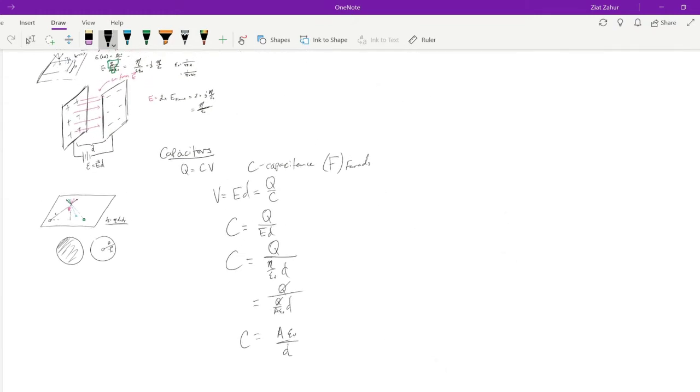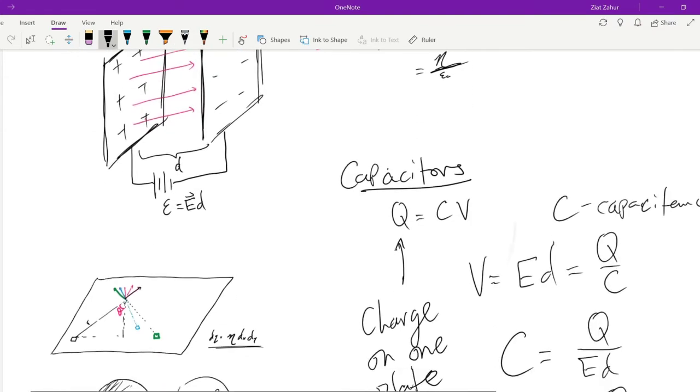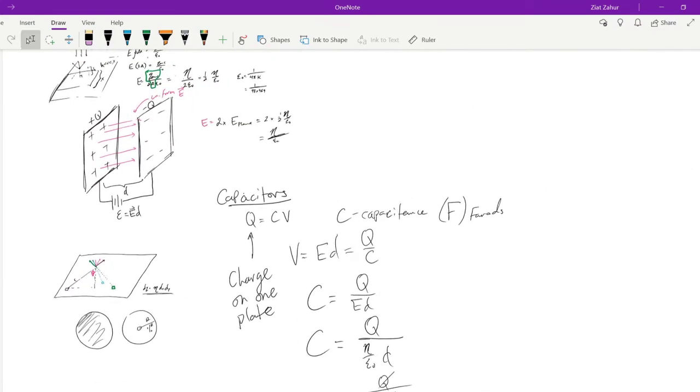Q is the charge on one plate, or the magnitude of it. Charge on one plate. And remember, the overall charge is actually 0, because one plate is positive Q, the other plate is negative Q. So overall, it's actually 0. But we only measure the charge that is held on one side.